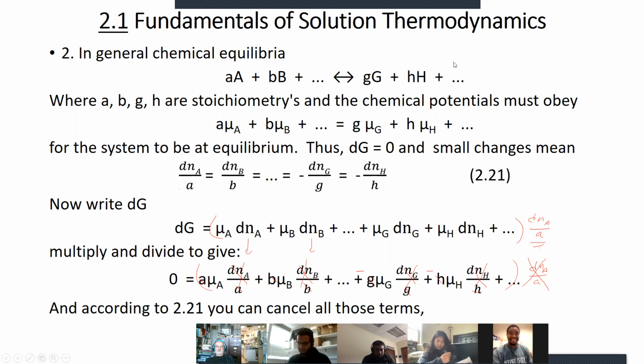When you have a multiple equilibria problem, A moles of A plus B moles of B going to G moles of G plus H moles of H. The equilibrium expression is A times chemical potential of A plus B times chemical potential of B is equal to G times chemical potential of G plus H times chemical potential of H. Remember, I think there's a sign error here.